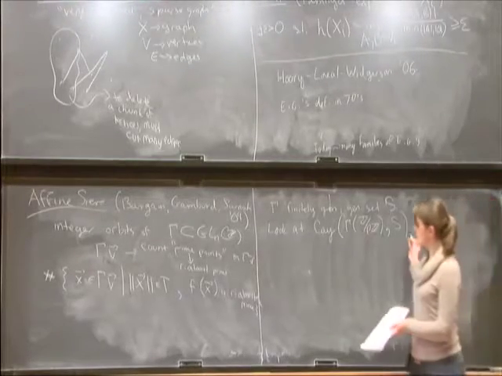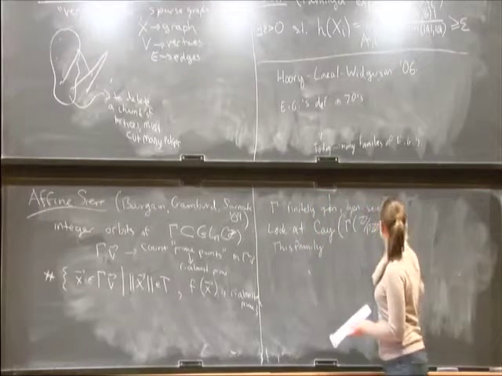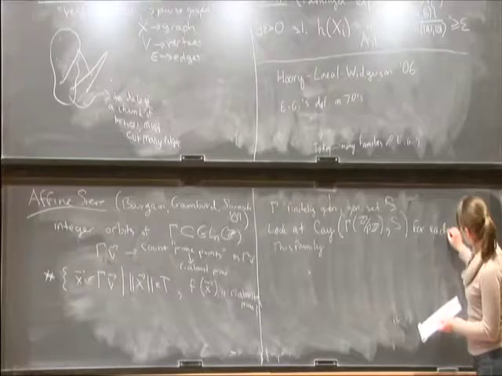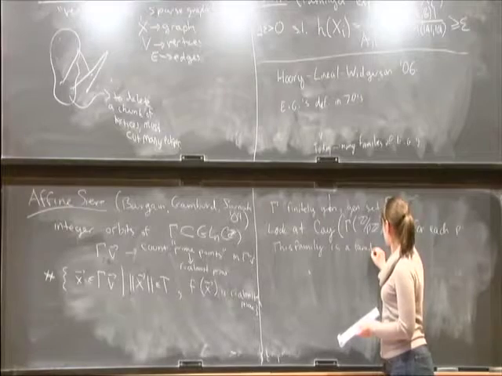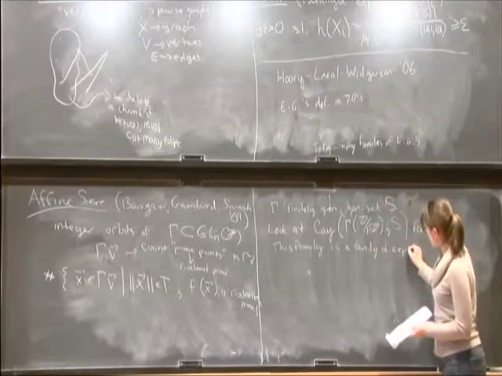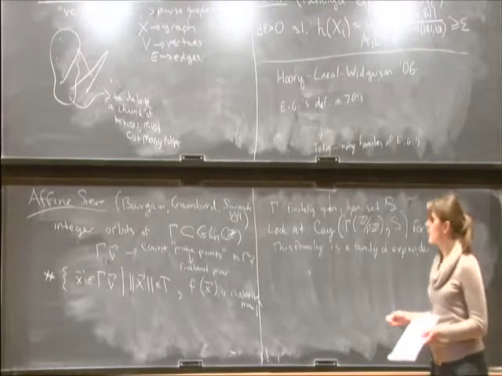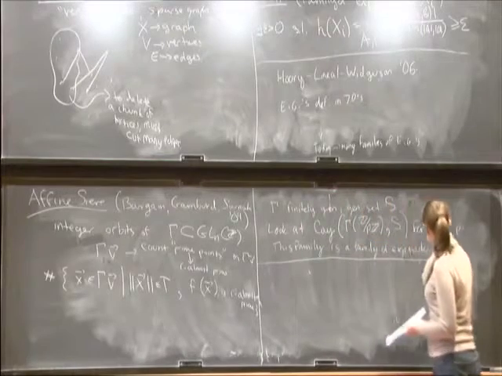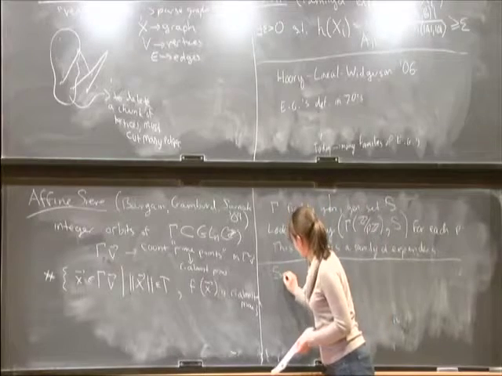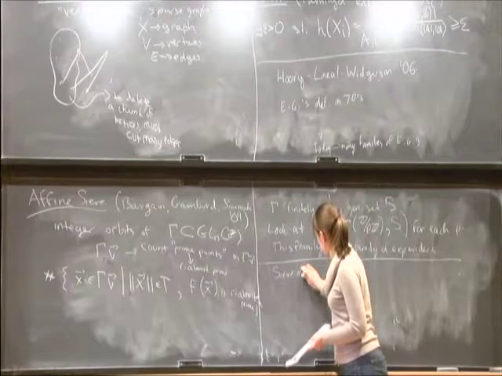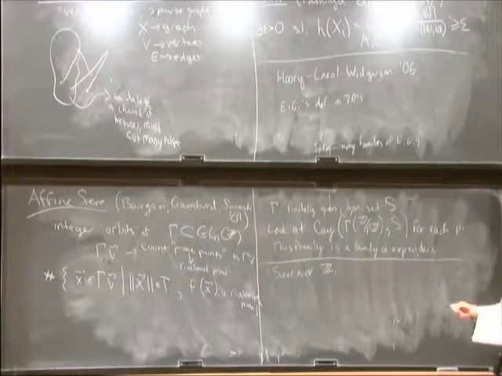And what you want to say is that this family, so this is for each prime p, this family is a family of expanders. And that's sort of the crucial input about expander graphs into the sieve. Okay. And so how does this sieve work? Well, I'll start by just talking about a sieve over Z, and then it generalizes pretty quickly.